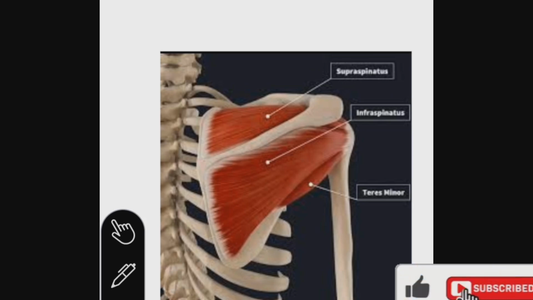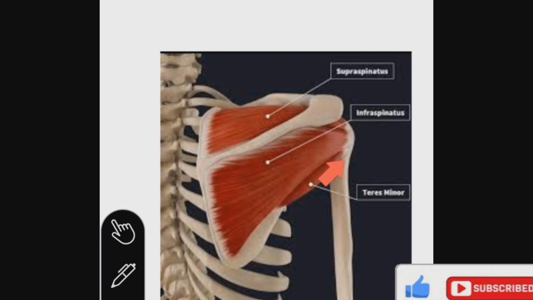Then moving on, we'll discuss the infraspinatus. Infraspinatus is found in the infraspinous fossa of the scapula where it originates, and it inserts into the greater tubercle of the humerus. It is also innervated by the suprascapular nerve, C5 to 6, and it functions as a lateral rotator. We talk about the teres minor. Teres minor originates in the scapula and inserts in the greater tubercle of the humerus, innervated by the axillary nerve, C5 to 6, and functions as a lateral rotator.